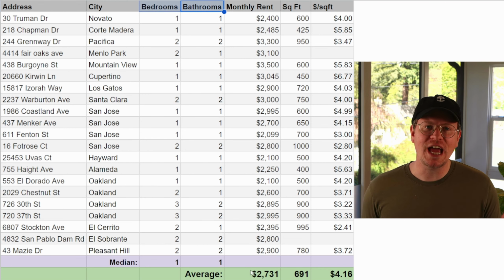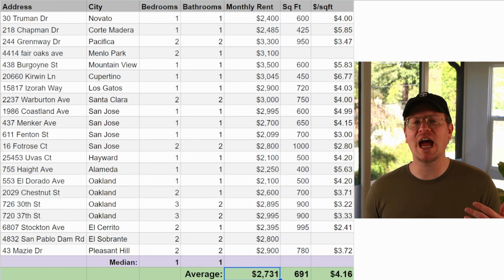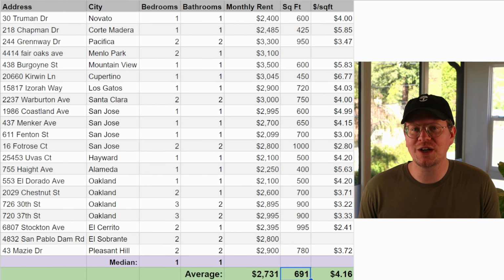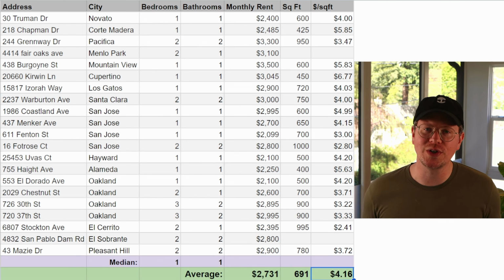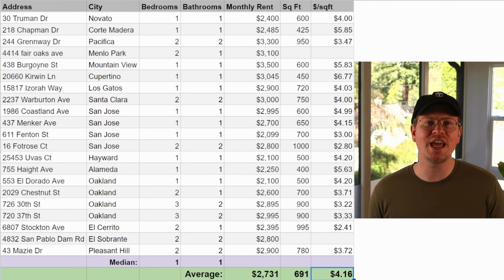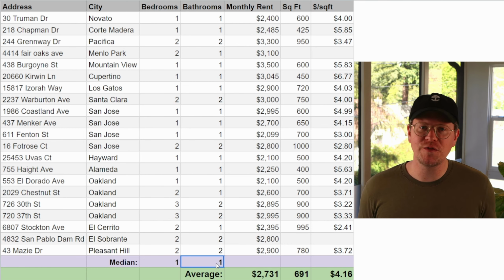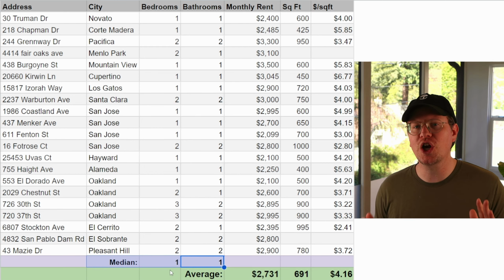As you can see, the average monthly rent is $2,731, and the average ADU size is 691 square feet. This works out to a rent per square foot of $4.16. So you could take that number and apply it to ADUs of various sizes to see how that affects your expected rent. The other piece of information that you can see is that the most common ADU configuration is a 1-bedroom, 1-bathroom unit. This list took me all of about 10 minutes to put together.